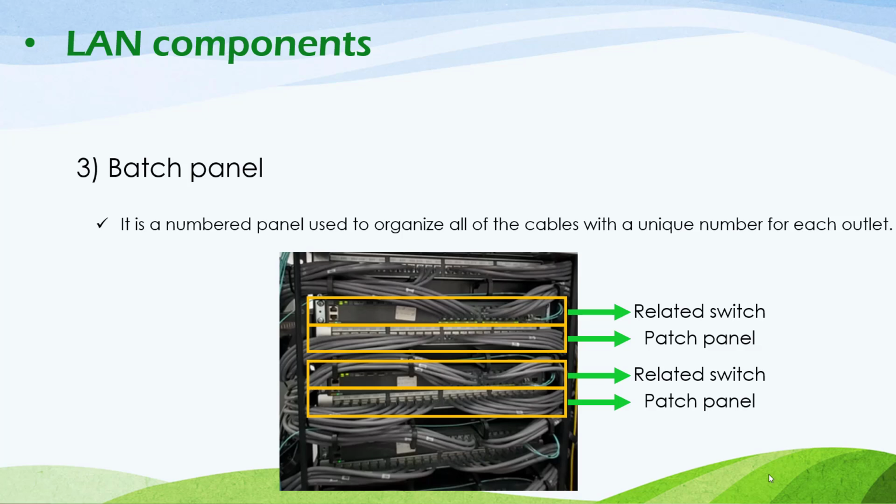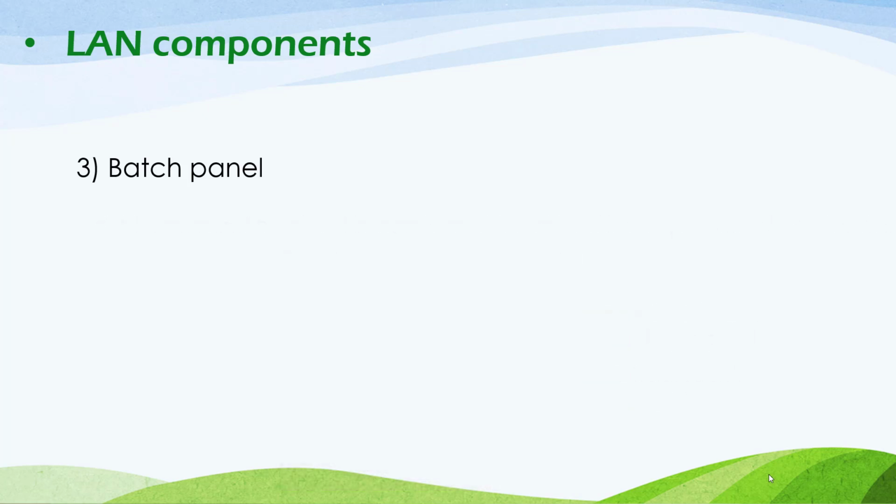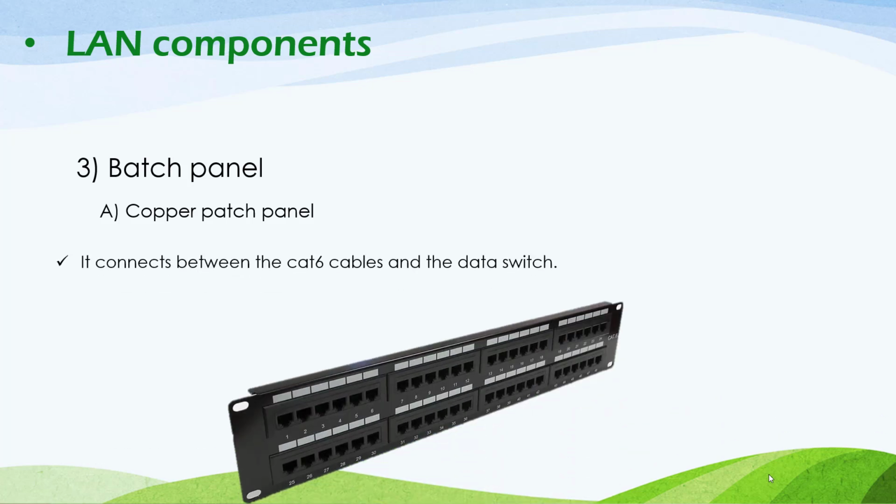But this patch panel is not having just one type, as there are two types of patch panels according to the type of the cable connected to it. And for the first type of the patch panels, we have the copper patch panel, which we have just illustrated, which is used for the CAT cables or the copper cables as a link between the data switch and the different devices on the network.